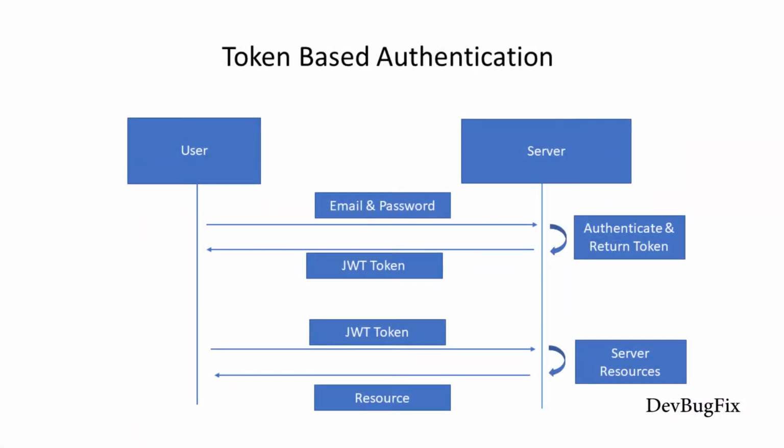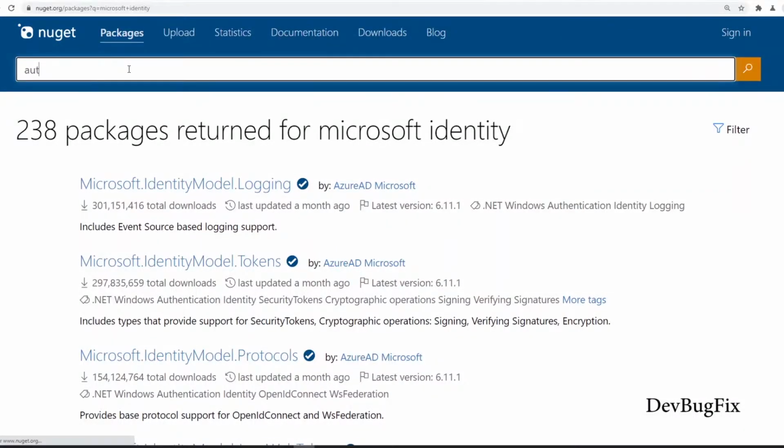We will use token based authentication. In token based authentication, we use a token for authentication. To get the token, we send email and password to the server. If they are valid, then the server returns a JWT token, and we use this token in a request header, and the server validates this token, and if this token is valid, then it allows us to use this resource, otherwise it throws an exception.